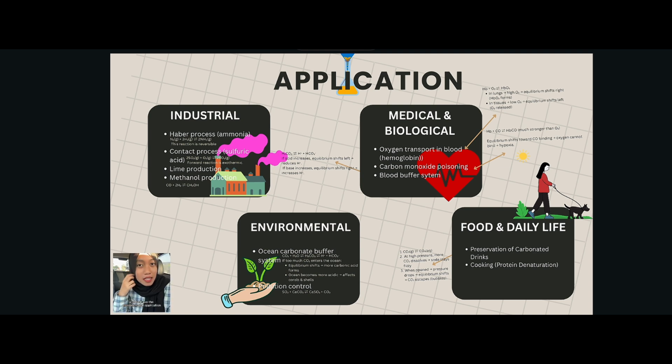Then we have the environmental applications. First, the ocean carbonate buffer system makes us understand global warming and ocean acidification. And then we have pollution control. In pollution control, factories use filters that rely on equilibrium reactions to remove harmful gases, such as removing SO2 to reduce acid rain. Lastly, for food and daily life applications, we have the preservation of carbonated drinks, and cooking, protein denaturation. Egg-white coagulation is a shift in protein structure equilibrium caused by heat.